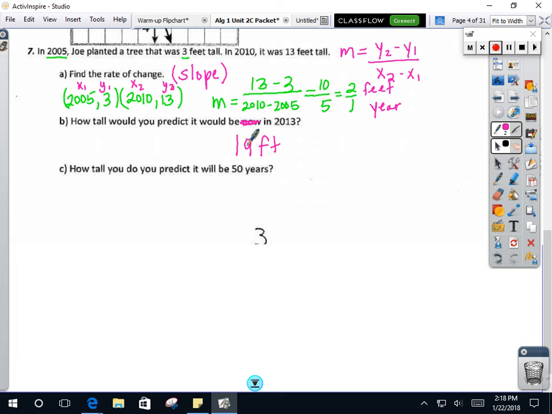So now if it's 19 feet tall, how tall will it be 50 years from then? Well, think about it. 119. If it's growing at a rate of 2 feet per year, 50 years from now, that's 100 feet growth on top of the 19 it was already, 119 feet. Okay, turn to page 4.